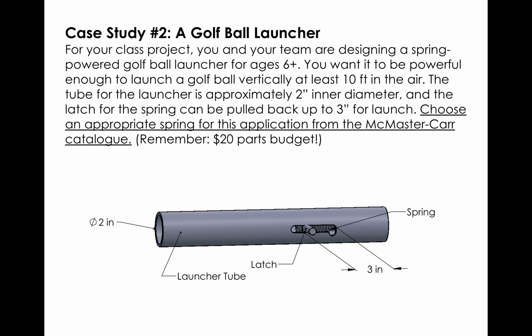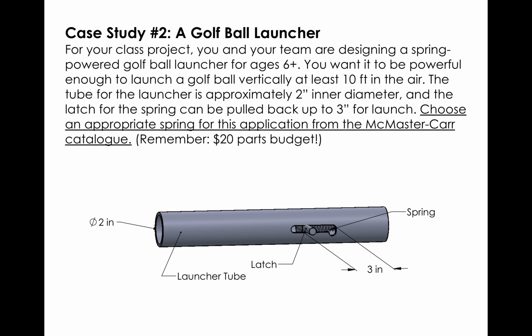So case study number 2, golf ball launcher. For your class project, you and your team are designing a spring-powered golf ball launcher for ages 6+. You want it to be powerful enough to launch a golf ball vertically at least 10 feet in the air. The tube for the launcher is approximately 2 inches in diameter, inner diameter, and the latch for the spring can be pulled back up to 3 inches for launch. Choose an appropriate spring for this application from the McMaster-Carr catalog, and remember that you only have $20.